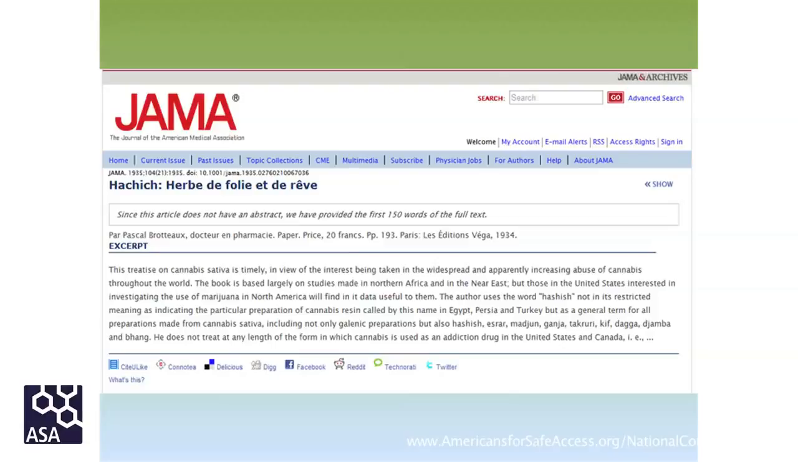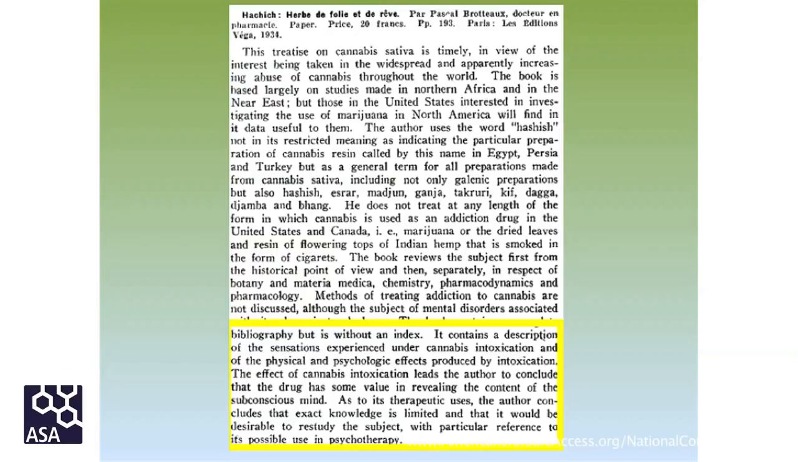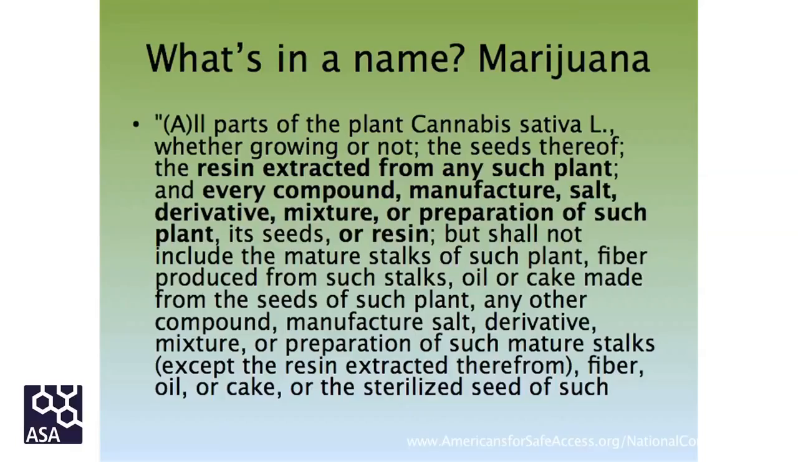The authors conclude the drug has some value in revealing the content of the subconscious mind. This was the understanding in medicine in the 1930s. So the upshot of the Marijuana Tax Act, what came out of it, was this definition of marijuana. And I just wanted to highlight that this is still the definition used today in federal law for marijuana.